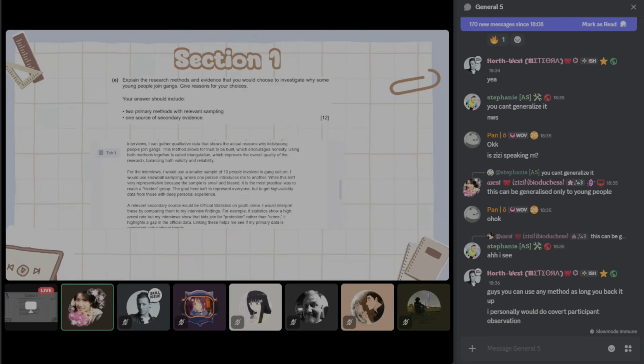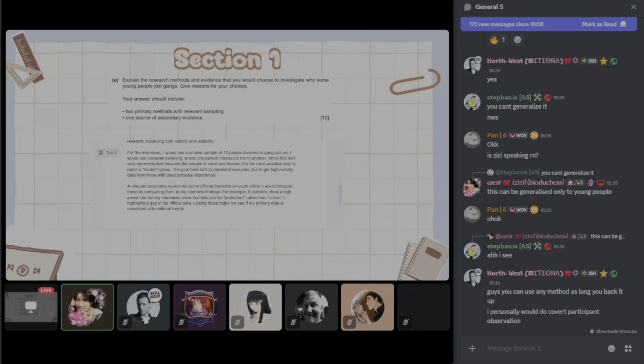So, of course, it would be a bit difficult to reach this type of group. The goal here isn't to represent everyone, but to get high validity data from those with deep personal experience. And of course, the emphasis is on getting qualitative data because we need to know the motive and exactly their reasoning why.